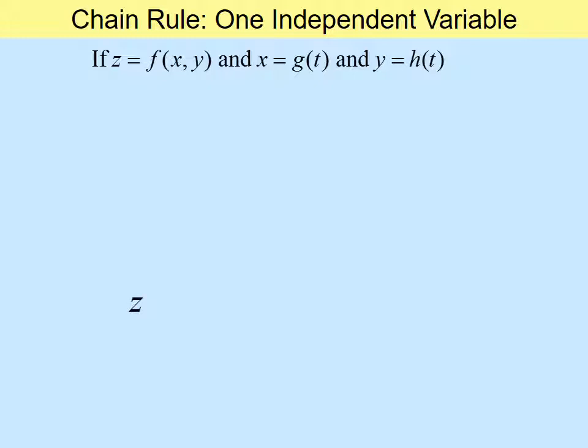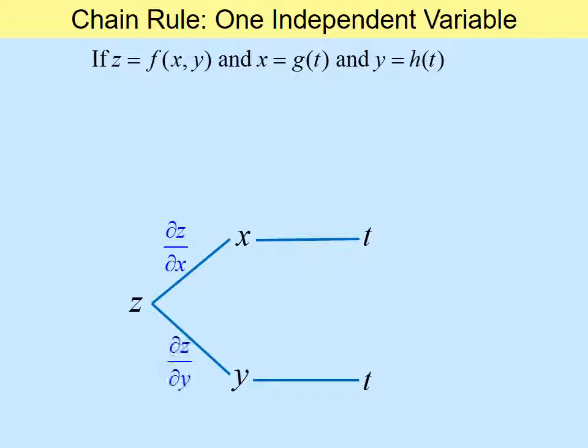If we start with z, which is a function of x and y, and then x is a function of t, and y is a function of t, this is the tree diagram. On each of the branches, for example here, we could do the derivative of z with respect to x, so we'll put that on the branch between the z and the x. The derivative of x with respect to t is on the branch between the x and the t. So we draw off our tree diagram and label it appropriately.